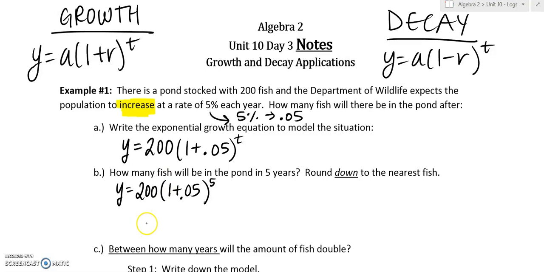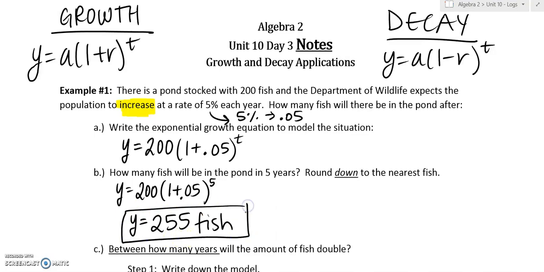Round down, which means it's about 255 fish that are in this pond after 5 years. Started with 200, after a 5 year time span, at 255. Calculator, right here on the screen, you have to type it in.